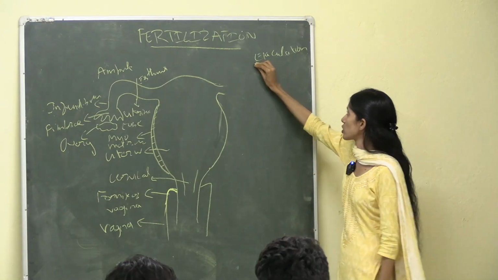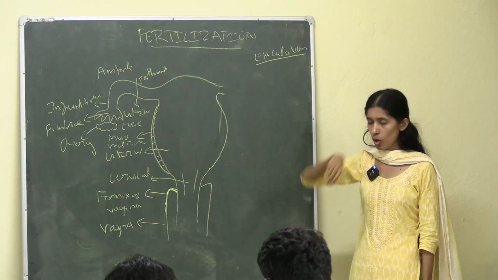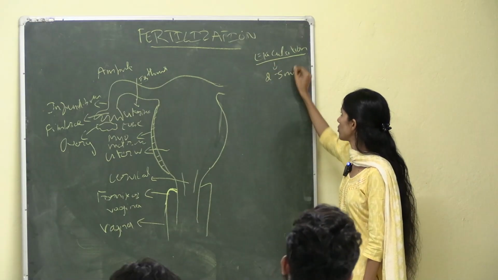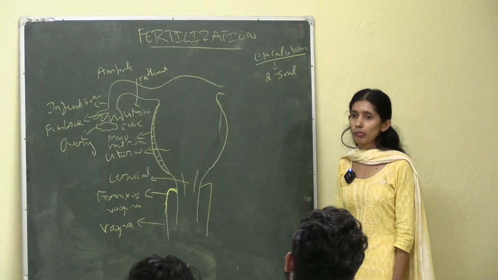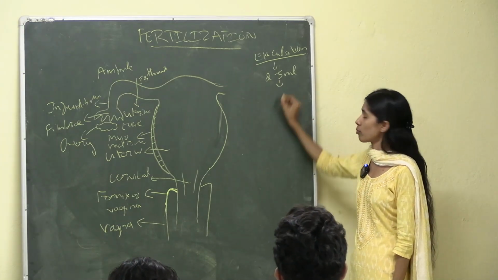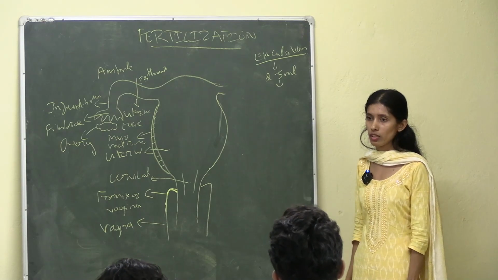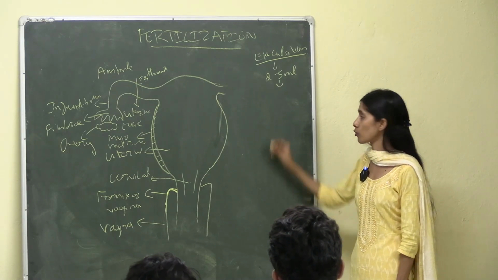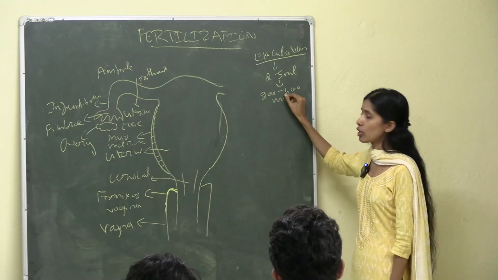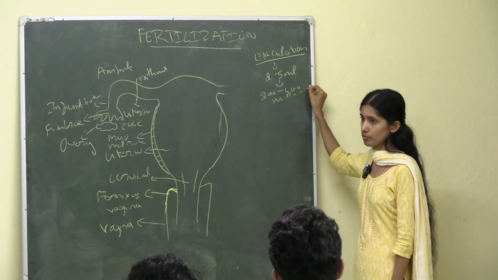Okay. Once the ejaculation takes place after the copulation, around 2 to 5 ml of semen will enter into the vaginal part or into the female reproductive tract. Okay, so this 2 to 5 ml of semen includes how many sperm? What is the count of sperm? It includes around 200 to 400 million sperms.